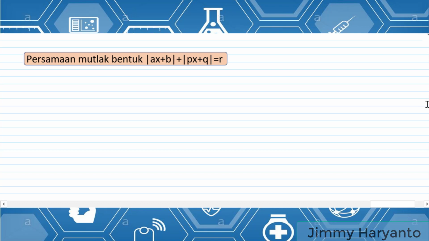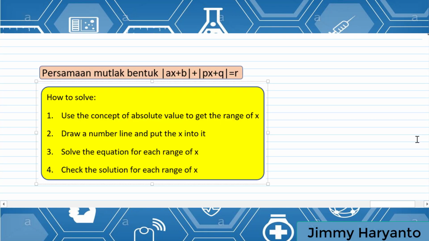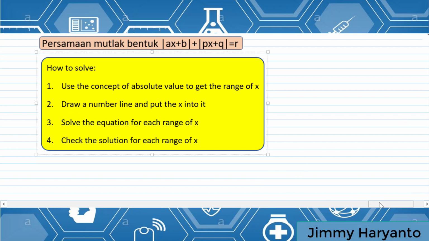And finally, this is the fourth form and the last section of this video. Inequalities of absolute value in the form absolute value of ax plus b, plus absolute value of px plus q, equals r. R represents a number. In this form it can be plus or minus, addition or subtraction. It's the same. How to solve this form?